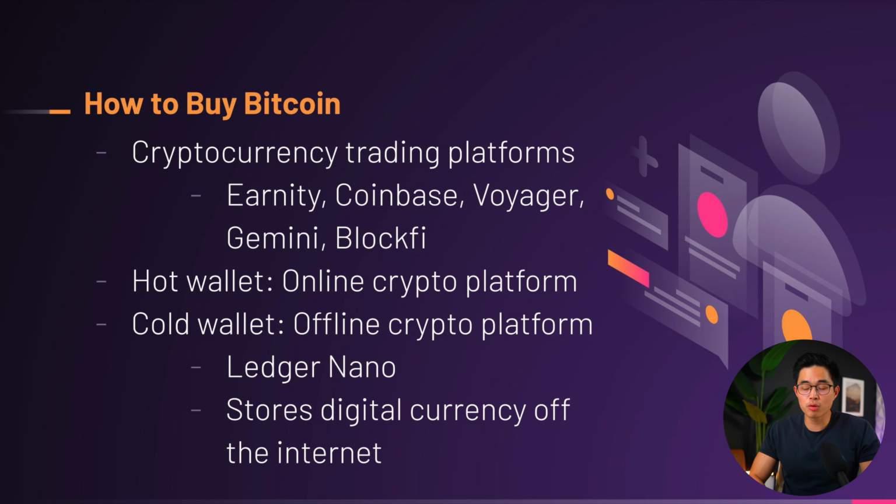So in order to buy Bitcoin, you're going to need a wallet, just like a wallet that you would hold your cash in, except that this wallet is located online. So of course, there are tons of trading platforms that allow you to buy Bitcoin. So, you have Earnity, you have Coinbase, Voyager, Gemini, BlockFi, Robinhood, WeBull. A lot of these platforms all allow you to actually hold Bitcoin and other cryptocurrencies.